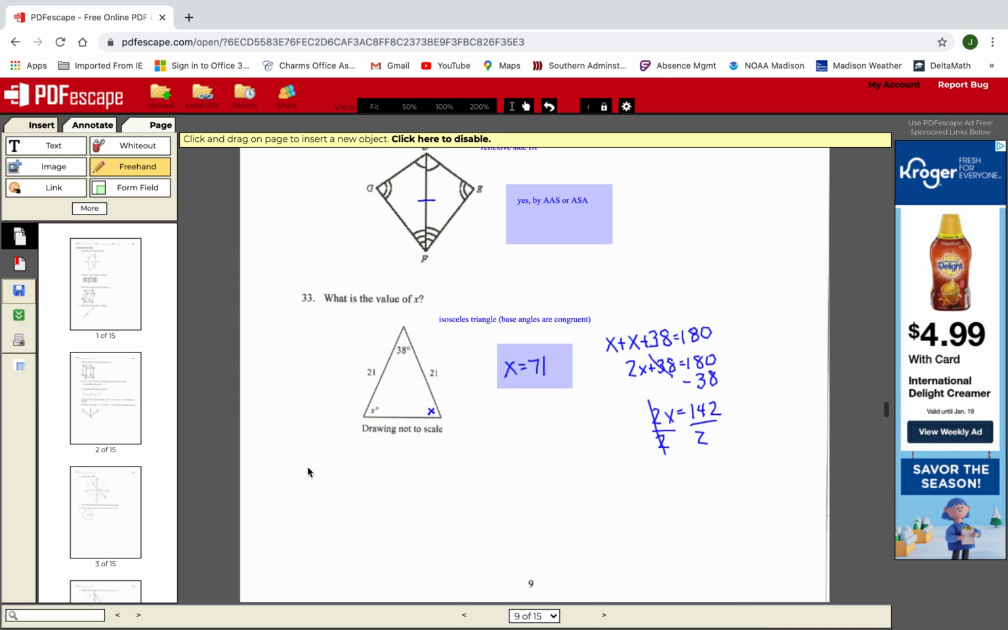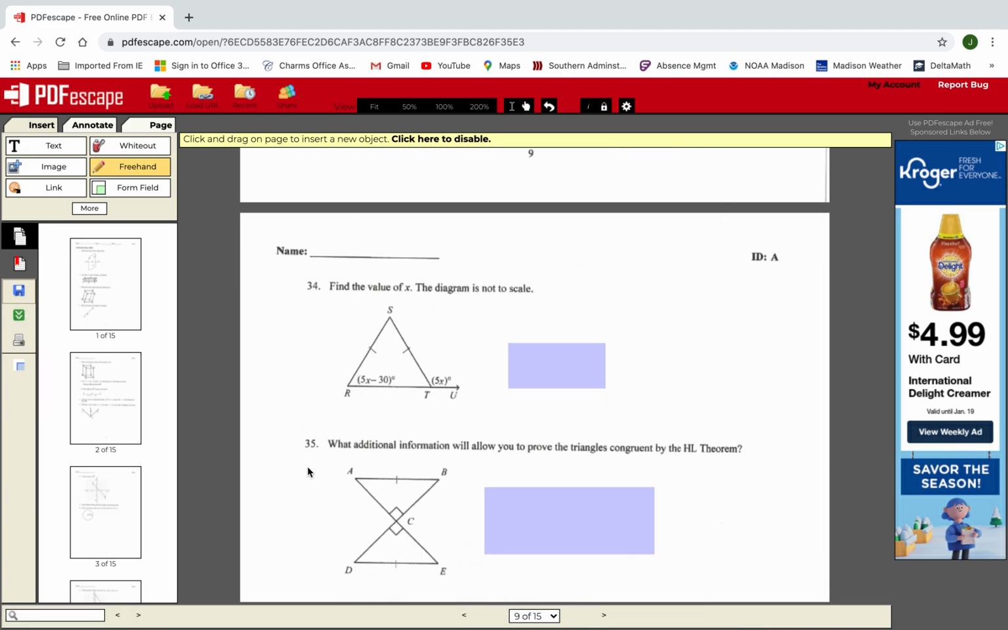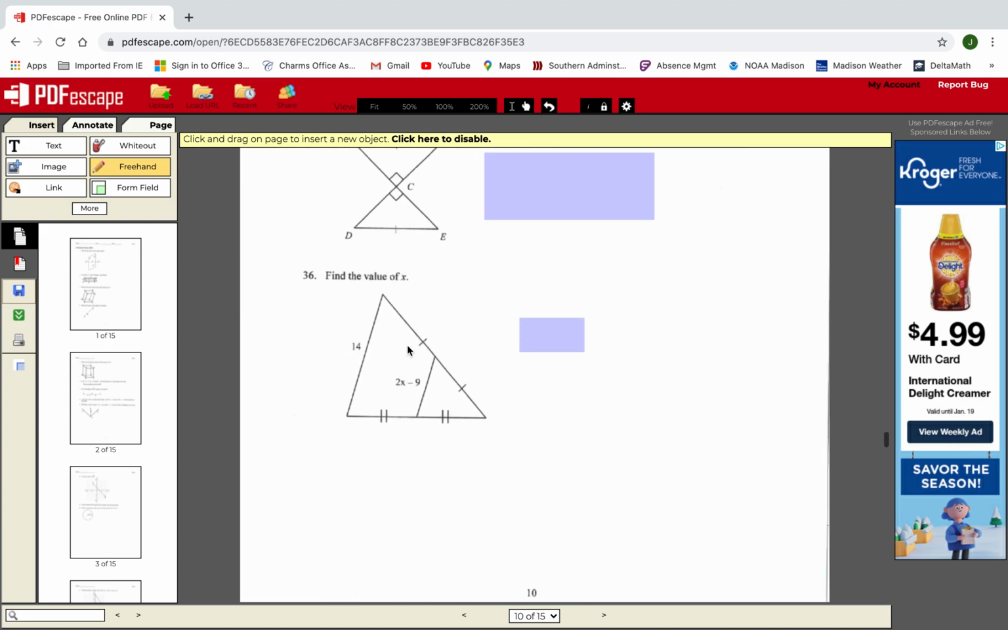The next one on the exam is number 36. On 36, here we're dealing with a mid-segment. The mid-segment is half the length of the side it is parallel to. What that means is that 2x minus 9 is half of 14. What's half of 14? 7. So we know that 2x minus 9 equals 7.